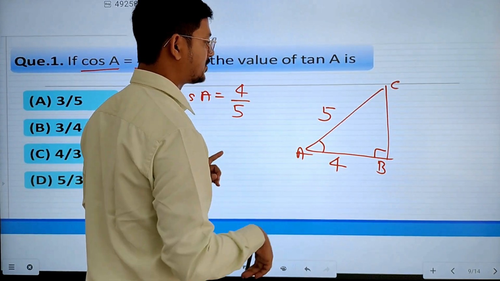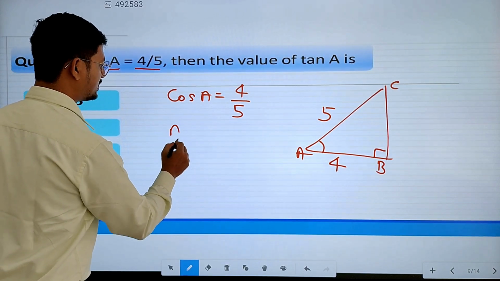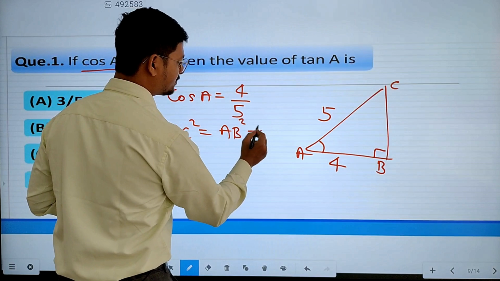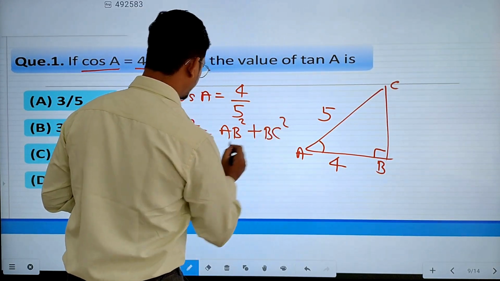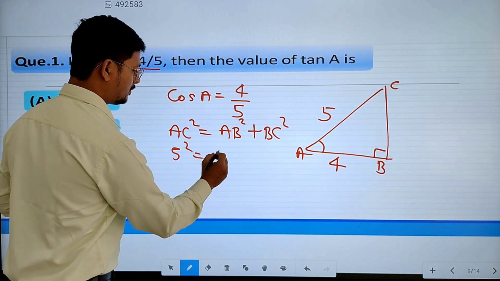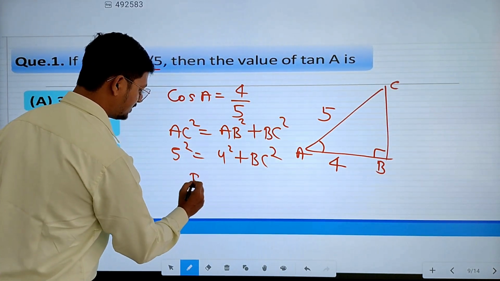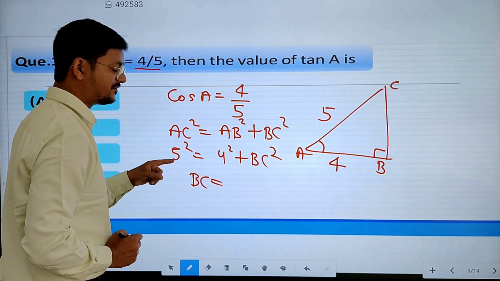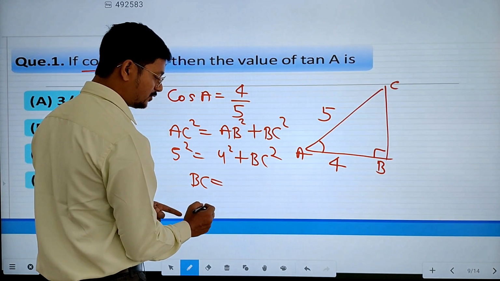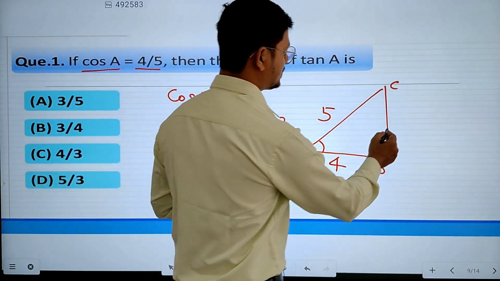So using Pythagoras theorem, you will find the length of side BC. According to Pythagoras theorem, we know that AC square is equal to AB square plus BC square. AC is 5, so 5 square is equal to 4 square plus BC square. On solving, we will get BC square equal to 25 minus 16, that means 9, and we'll find the square root of 9. So the length of BC will be 3 units.